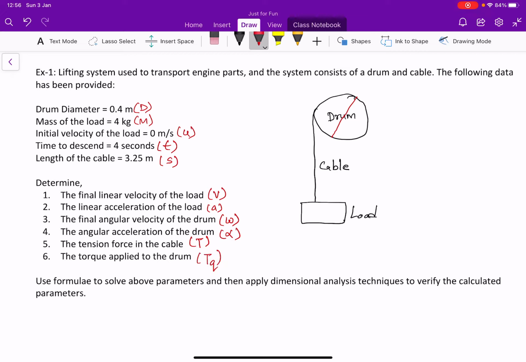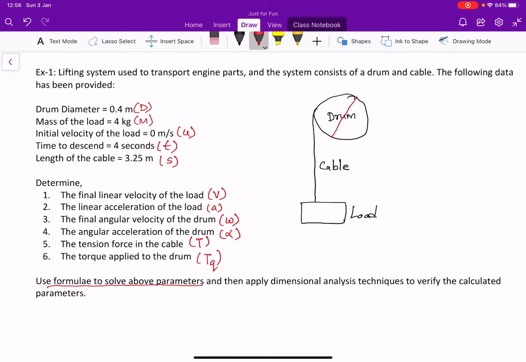Right. Now let's see what is the criteria given to us. The criteria here says: use formula to solve the above parameters. So we need to apply formula. If you remember your physics class, we have particular formulas like S equals ut plus half at square, and S equals u plus v divided by 2 times t. So those formulas we're going to apply to find our parameters for the linear motion, and similarly for angular velocity and acceleration as well.